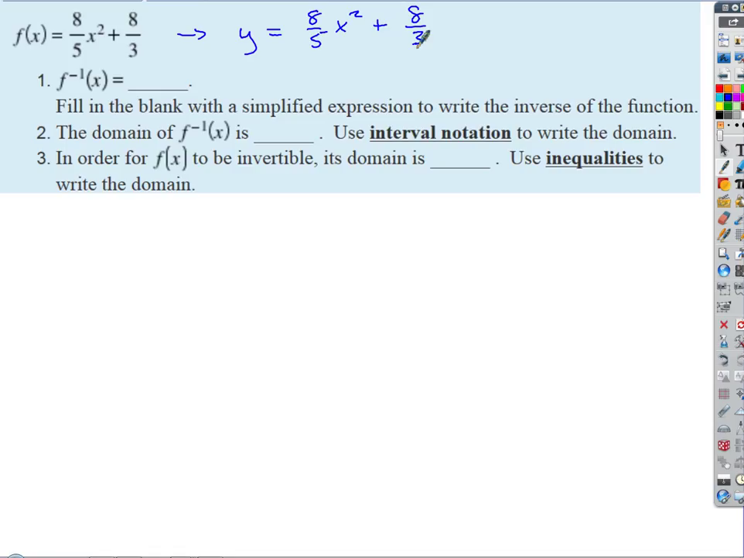Just because we're running out of time here, let's take a look. So, what do we do to answer part 1? To find the inverse, switch x and y. So what are the steps going to be then? If I switch x and y, I'm going to end up with 8/5 y squared plus 8/3 equals x. So first I'm going to subtract 8/3.